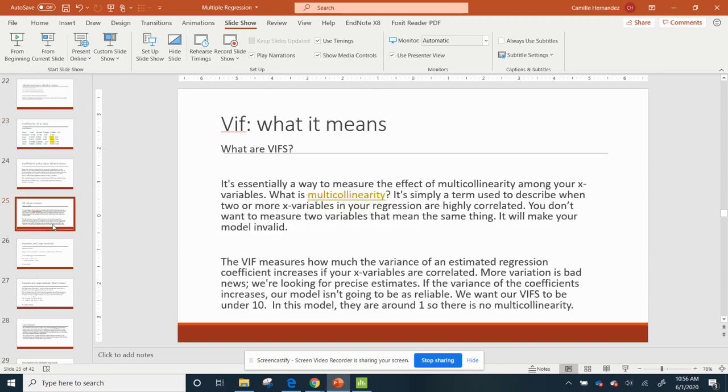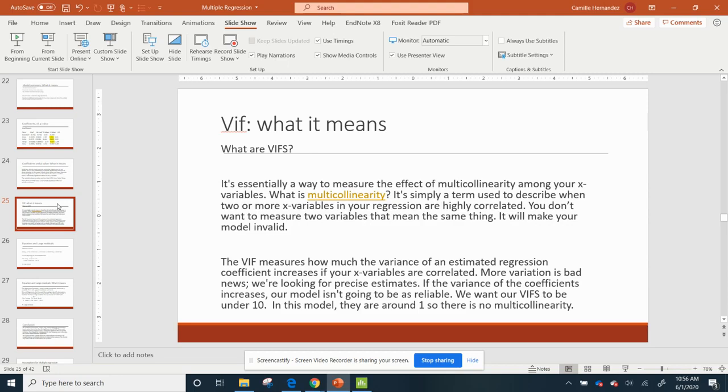Okay. So another thing we need to look at are the VIFs, and what does VIF mean? So basically, it's a way to measure the effect of multicollinearity among your X variables. Multicollinearity is a simple term to describe when two or more of your X variables in the regression model are highly correlated.